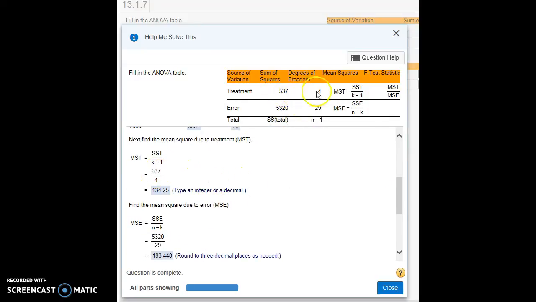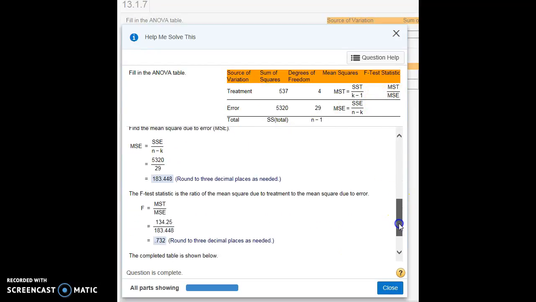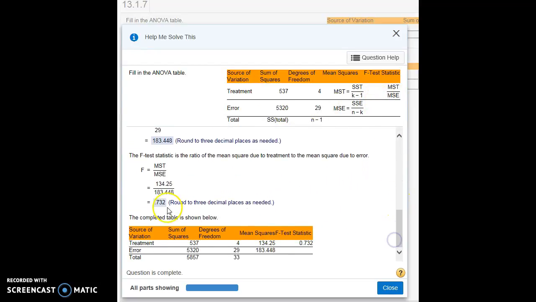We do 537 divided by 4. That's our top number. 520 divided by 29. That's our bottom number. And then we just need to take that ratio. And when we do that, we get 0.732, and that is our F-test statistic that we use for our one-way ANOVA.